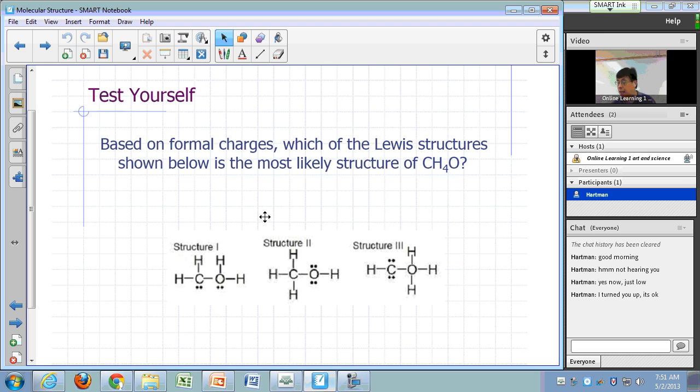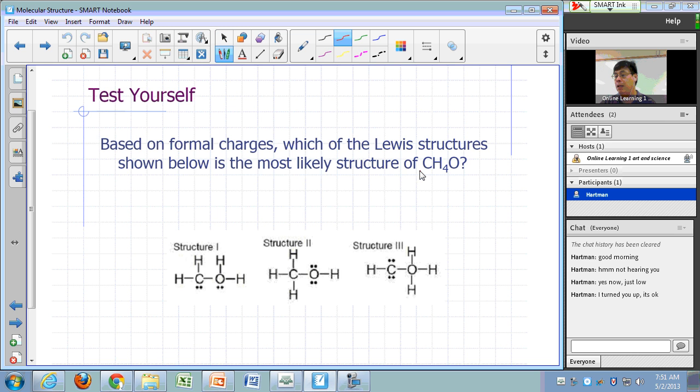All right, so we said that oftentimes there's more than one way of drawing a Lewis structure, and one way you can determine which of the structures are more feasible than others is by looking at formal charges. And so here's an example.